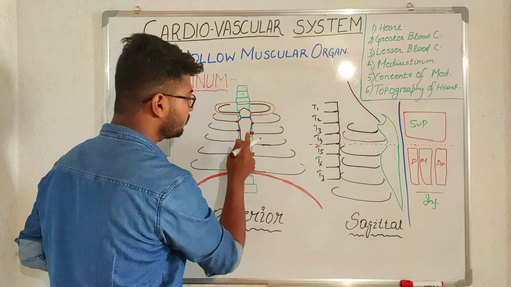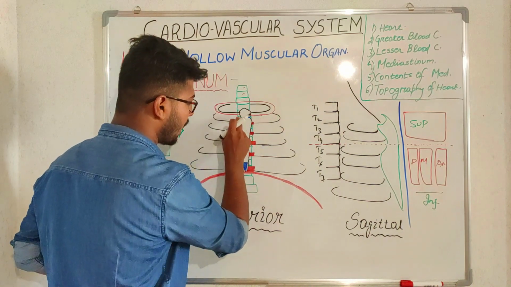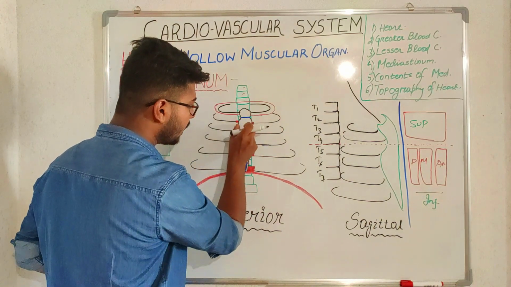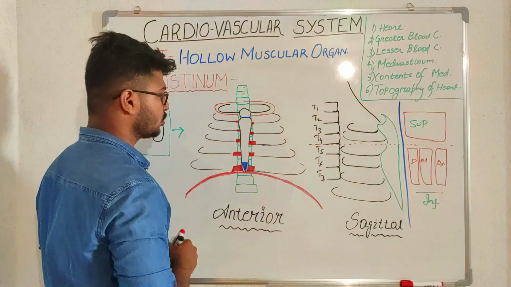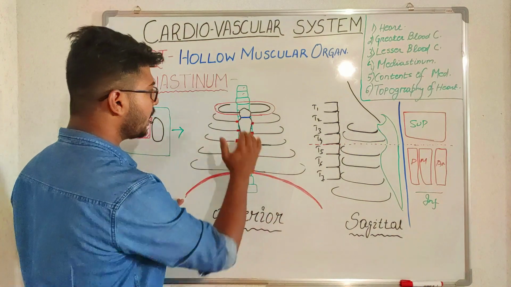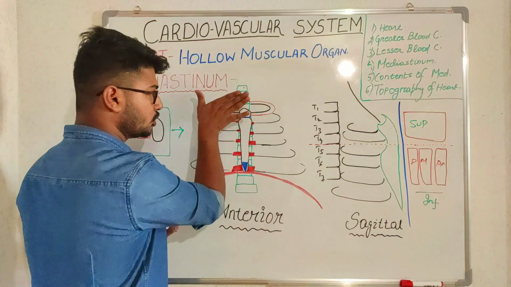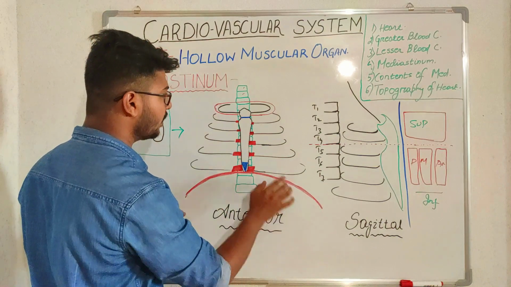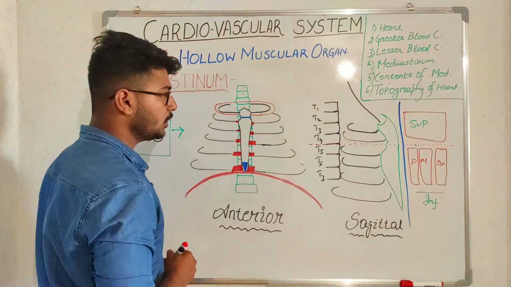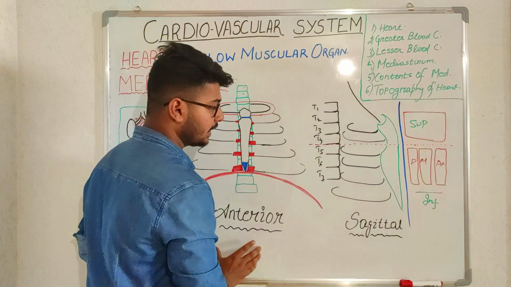This is the manubrium sterni, and this is the angle. Here comes the angle of sterni, and then the body of sternum, and this is the xiphoid process. So it is bordered anteriorly by the sternum, posteriorly by vertebrae, inferiorly by diaphragm, superiorly by superior thoracic aperture. This is the anterior view.